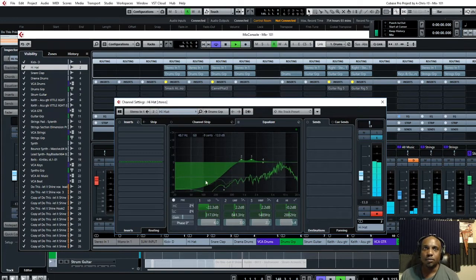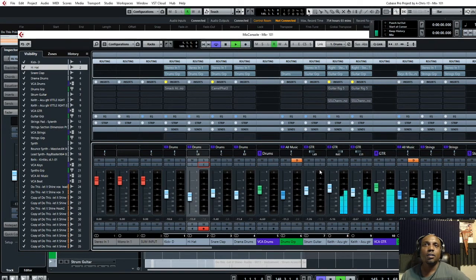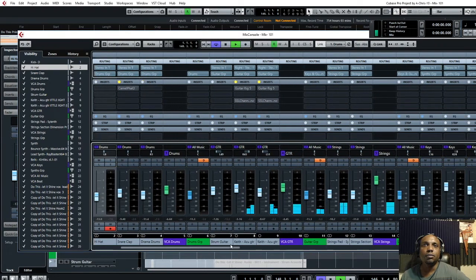hi-hats. So low cut. There is some low end that, if you're playing the drum set by itself or the hi-hats by themselves, will sound cool in there, I think. But with the overall mix, you don't need that there, because you wouldn't hear it anyway, and there are other instruments living there. So let's look at the vocals.